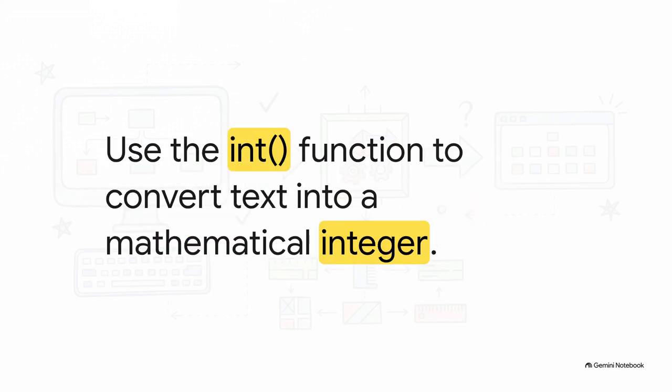Moving right along to step 2, let's see how this builds. We've got our text, sure, but we need to do math to find the square. So we take that text string variable and wrap it inside the int function. That converts it into a numeric integer, and we assign that result to a brand new variable called num. Now, num holds a true mathematical integer, and Python is officially ready to calculate.